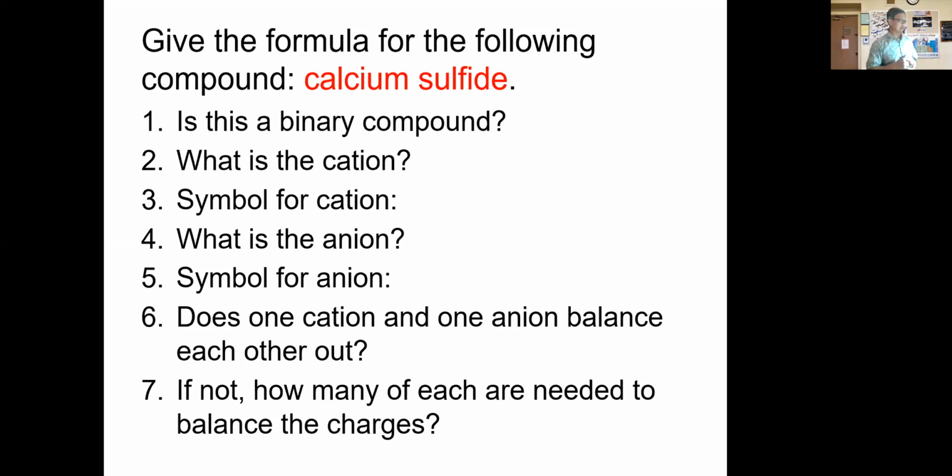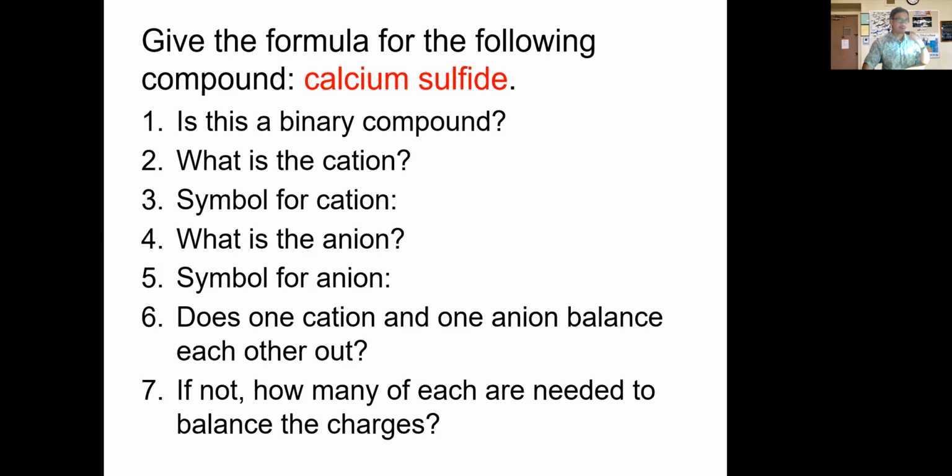Okay. All right. Let's continue. Let's pick up where we left off yesterday. So let's take a look at this particular compound here, the name of which is calcium sulfide. I'm going to run through these fairly quickly so that we have time to go over everything today. So let's take a look at this and go through each one of these questions.